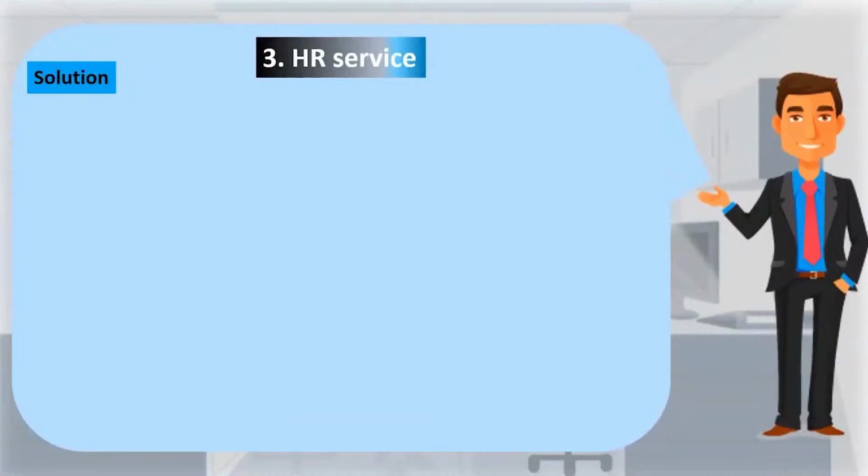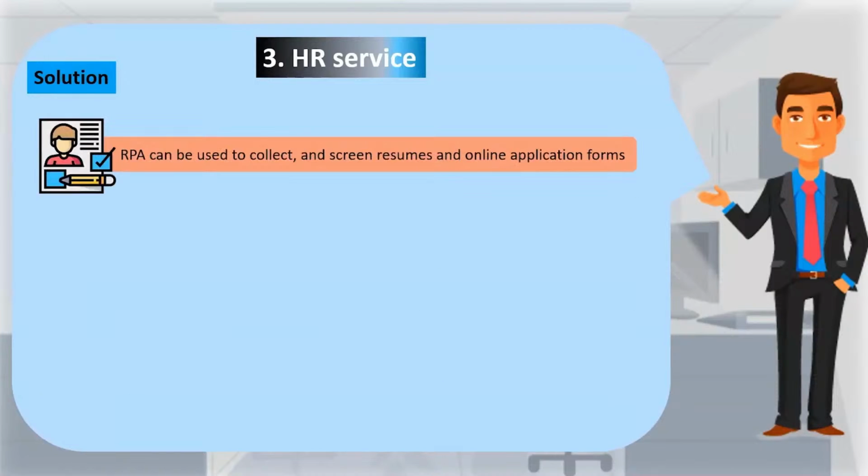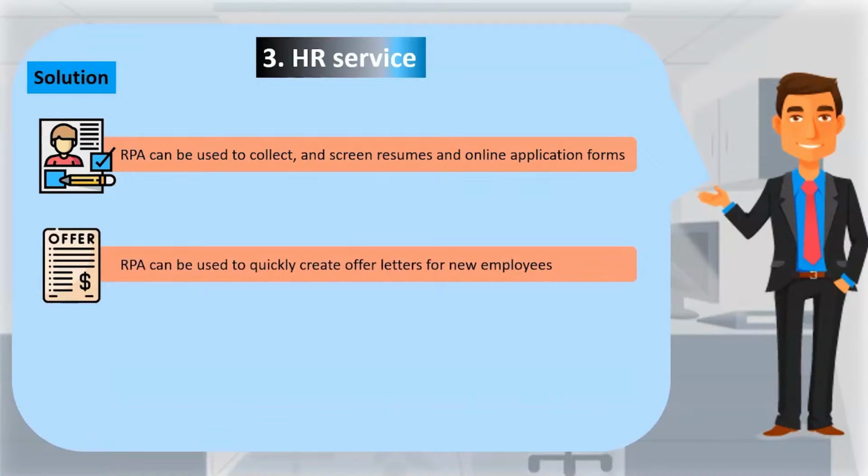So the possible solution for this is RPA can be used to collect and screen resumes and online application forms, conduct thorough background checks, and compare the information to all relevant job requisitions. This allows the best candidates to be shortlisted. RPA can be used quickly to create offer letters for new employees that are both personalized and accurate.